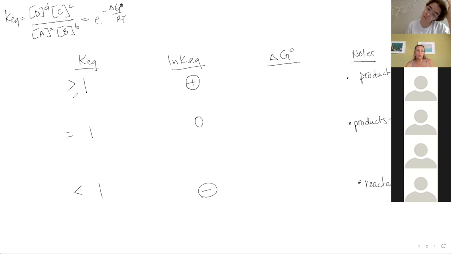If we have a KEQ that is greater than 1, then our delta G standard must be negative. If we have a KEQ equal to 1, then our delta G standard must be 0. And if we have a KEQ that is less than 1, then our delta G must be positive. This is just some logarithmic math again. To get this value to be greater than 1, this would need to be a negative of a negative divided by RT to the E.